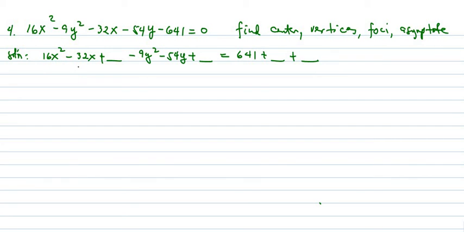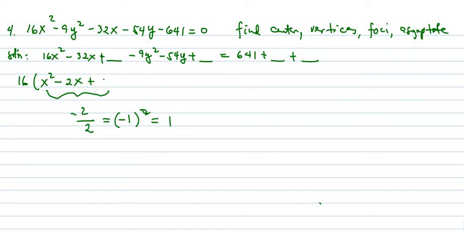if we have here 16x squared, then we need to factor 16 from the x terms. So we have 16 times x squared, then 32 divided by 16 is minus 2x, and then we need to add a number here so that this will become a perfect square. To make this a perfect square, we divide this 2x coefficient by 2. So negative 2 divided by 2 equals negative 1, and then squaring this, that is 1. So we have here 1. Take note, we have added 1 inside this part, so I will highlight this one.